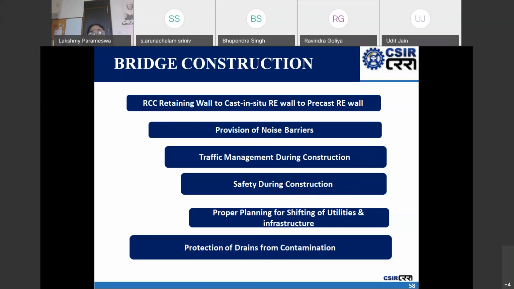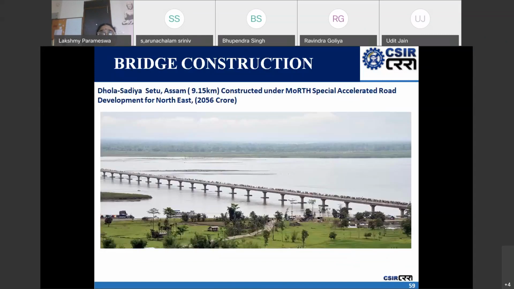Then proper planning and shifting of utilities, because that is a great challenge for engineers, as there may be some sewer line, water line, or telephone line to be shifted, or maybe some transmission line towers to be shifted. It becomes difficult. But we have to understand that while doing construction at site, we should not contaminate the drains or water bodies which are there by dumping waste material. So recycling of construction waste is also important.